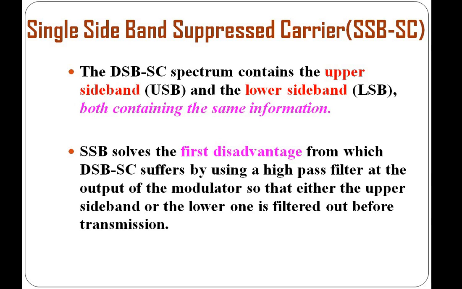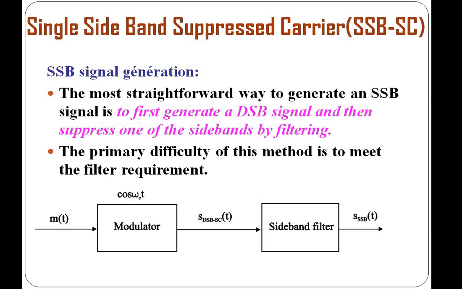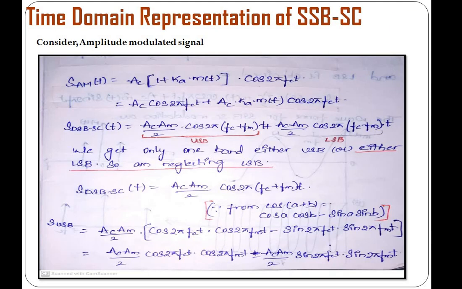Depending upon your receiver part, you choose which sideband you require, either upper sideband or lower sideband. But a very important thing is that there should be an energy gap between your two sidebands at the origin, at the center, so that they can be separated. This is very important. The two steps to generate your SSB are, first, generate DSBSC, and that DSB signal should be given to a sideband filter. These are the generation steps.